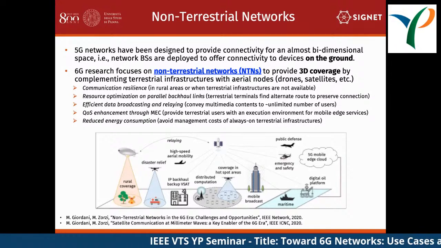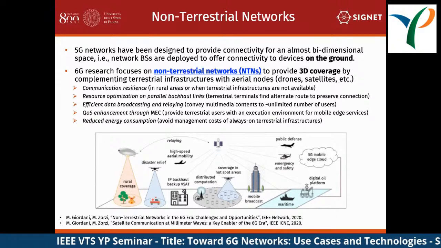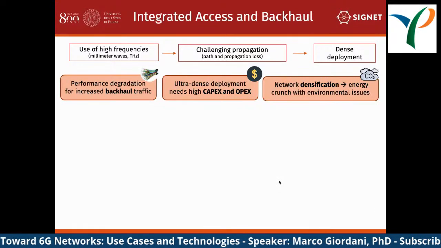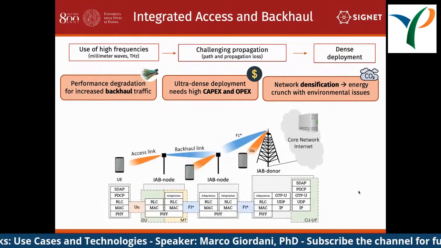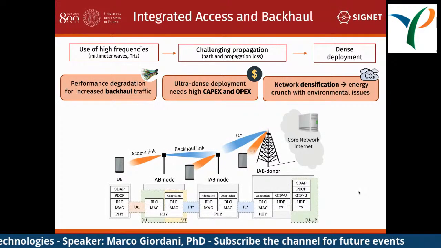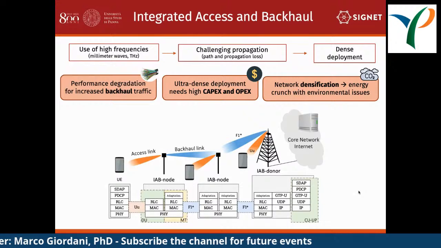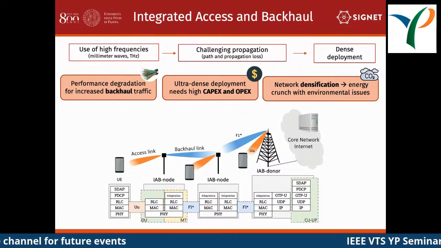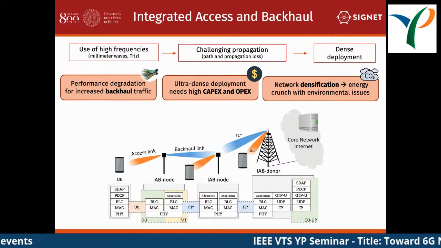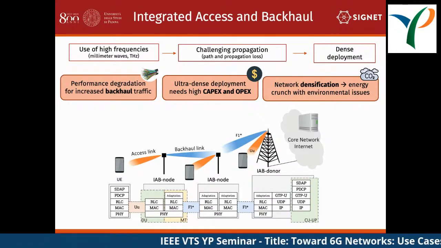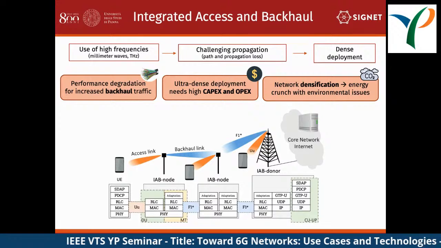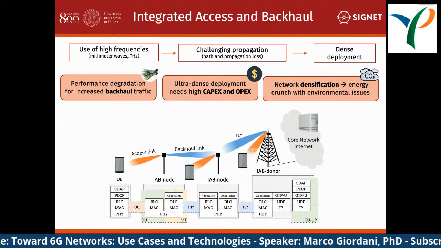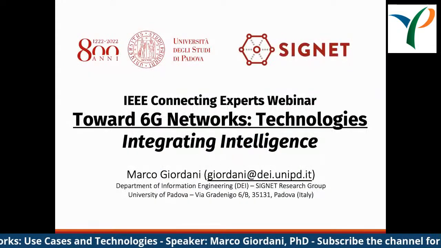And then there are some other ideas from an architectural point of view, like the use of integrated access and backhaul, so the possibility to have the backhaul traffic controlled wirelessly rather than using fiber cables. But due to time constraints, I will not go through the details of this aspect. Instead, what I want to talk about in the time I have is how we can integrate intelligence in the network.